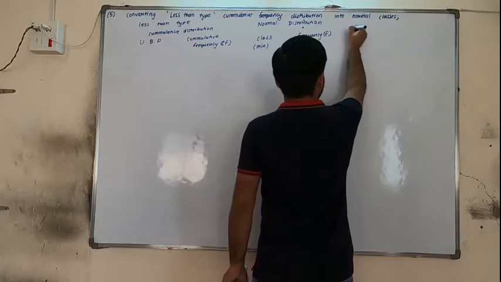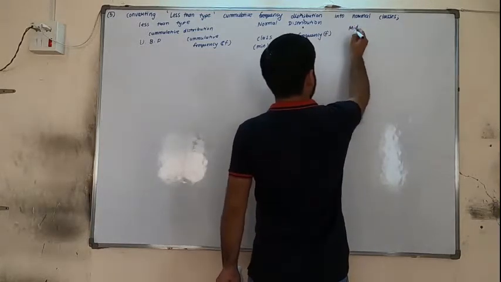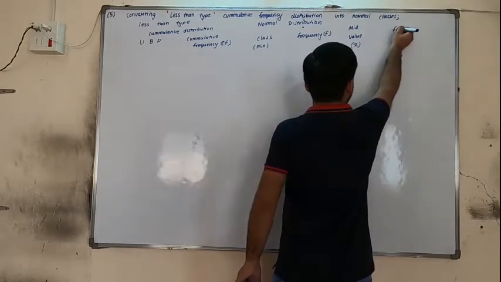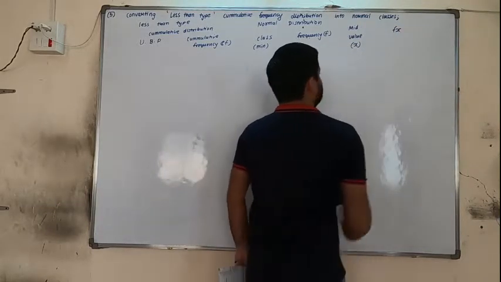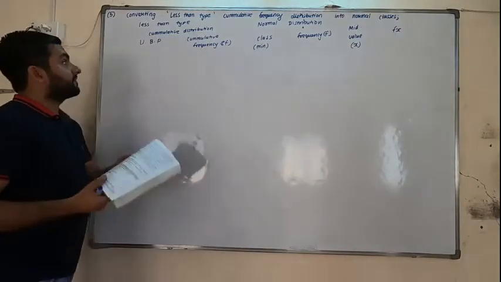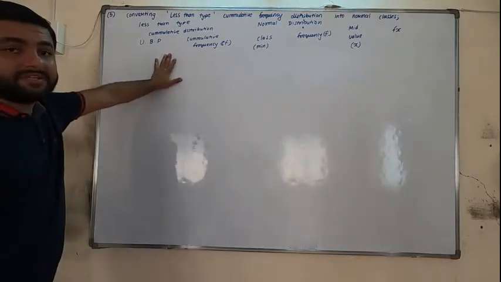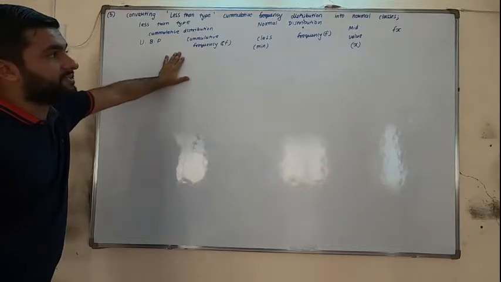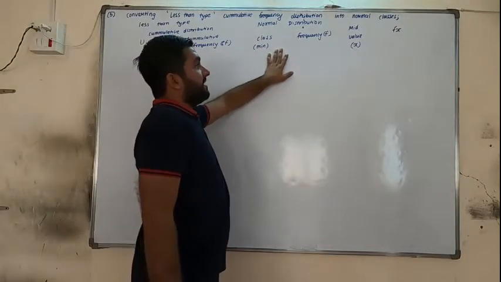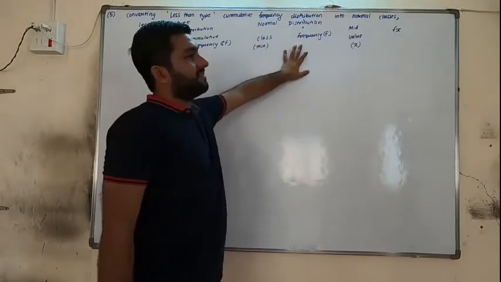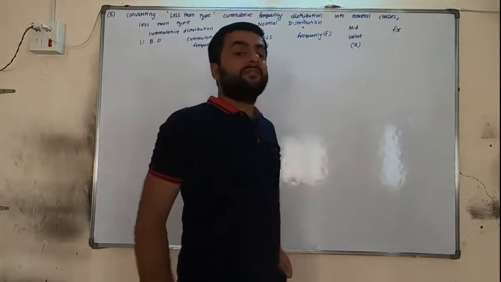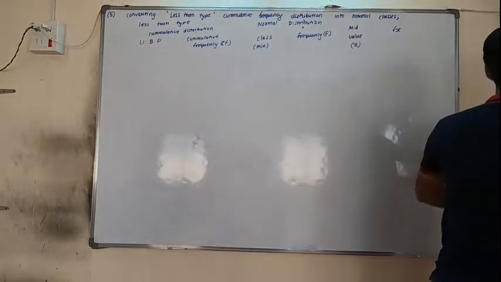Now after that we need mid-value x, and finally there are so many columns. The reason is simple. First of all, a less than type distribution is given, so 2 columns for it, upper boundary point and cumulative frequency. After that we will find the normal distribution with normal classes and frequency, and after that mid value and this thing.